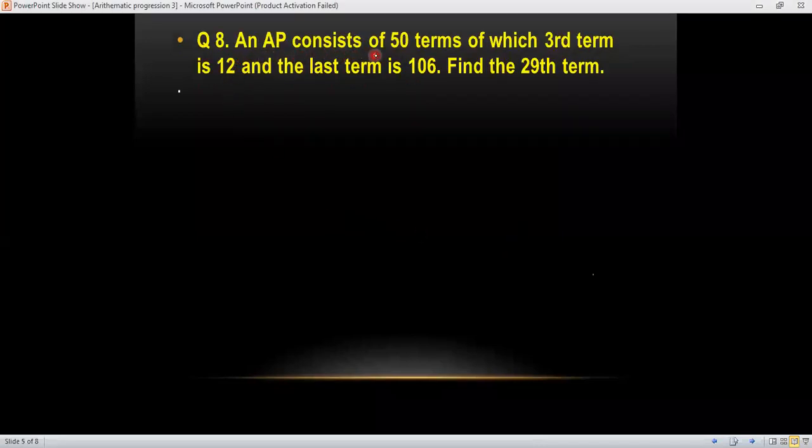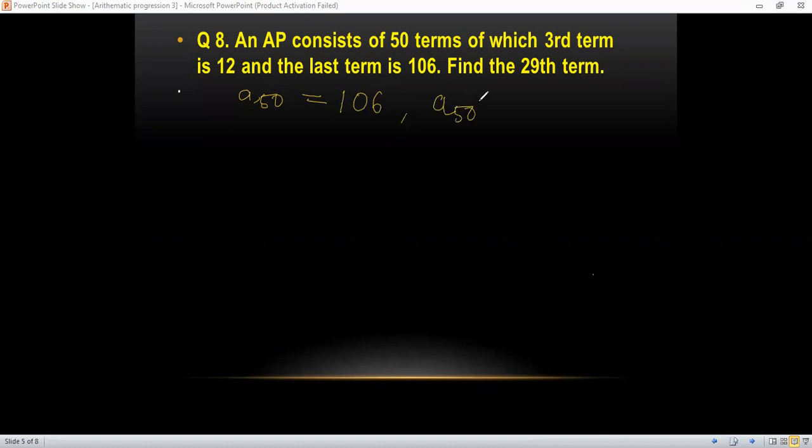An AP consists of 50 terms, of which the third term is 12 and the last term is 106. Find the 29th term. Here in the question, A50 is given, that is 106. That is, A50 is equal to A plus 50 minus 1 D.